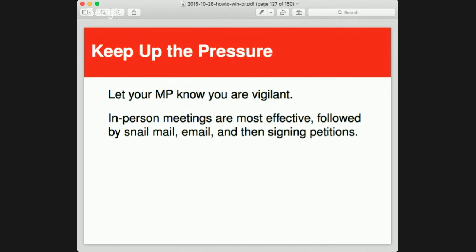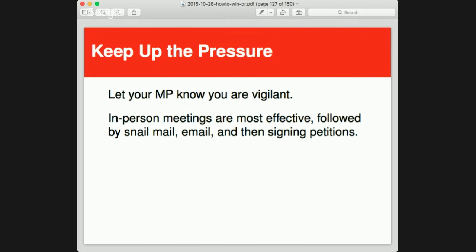You should keep up the pressure. So we have MPs. We can go to our MPs. Our MPs promised this electoral reform, let's go to them. And again, Fair Vote Canada or Lead Now might be involved with organizing some of these things. If you want the hierarchy, going to them in person is more effective than sending them snail mail, which is more effective than sending them email, which is more effective than signing petitions.